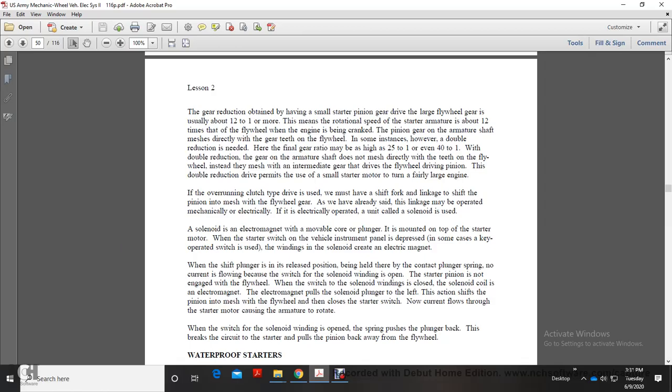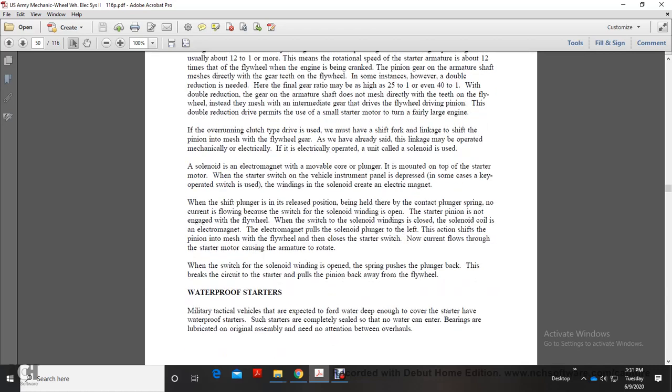The overrunning clutch drive usually must have a shift fork and linkage to shift the pinion into mesh with the flywheel gear. The linkage may be operated mechanically, or a electrically operated unit called a solenoid is used. A solenoid is an electromagnet that moves a core plunger when the starter switch on the vehicle instrument panel is depressed, or in some cases a key-operated switch, and the solenoid winding creates an electromagnet.